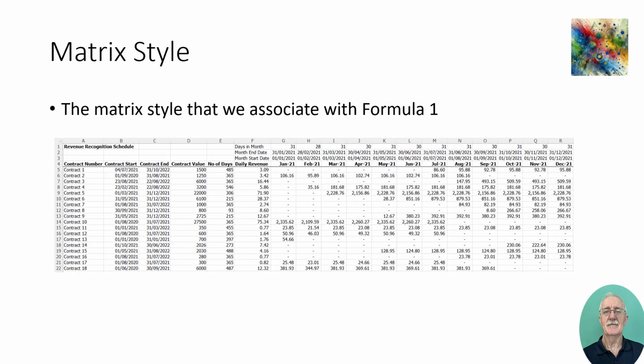This is the matrix style that we can associate with Formula 1. Contract number down the left, start date, end date, and then some additional information. And what we're doing then is contract by contract, month by month, finding a single value, for example in cell G5, to tell me what the month's revenue is for January, if any.